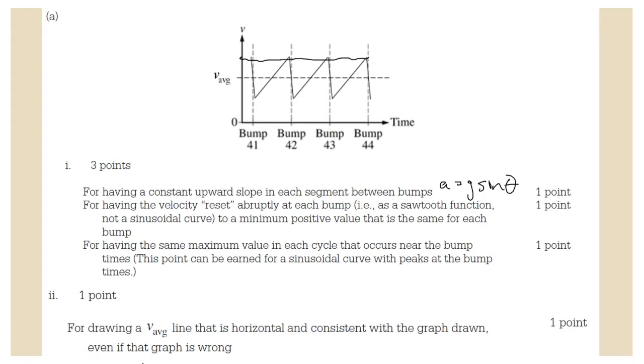And then our last point here. This was a 4-point graph, which is rather unusual for the AP test, but nonetheless. You got 1 point for drawing your v average line that is horizontal and consistent with the graph drawn, even if that graph is wrong. So to be clear, if you just really punted on this question and drew a line that looked like that, at least you got 1 point. Take a second to pause this video and check out that scoring guide, making sure you understand all aspects of it. And when you hit play, we'll move on to part B.